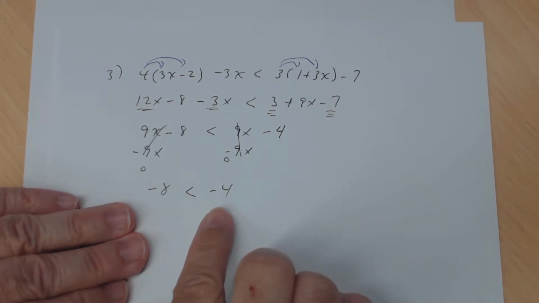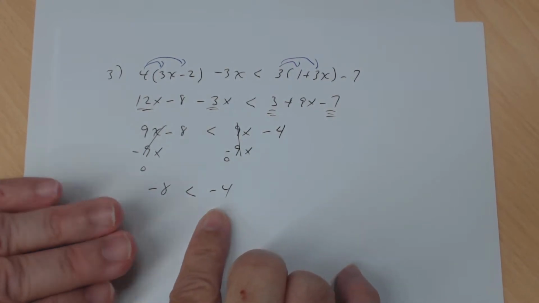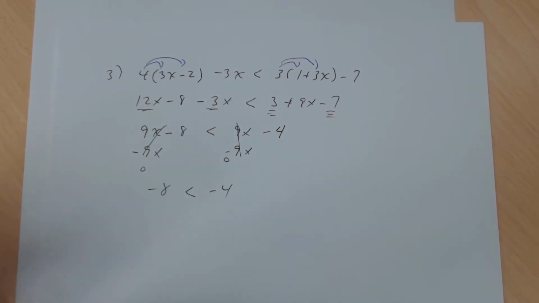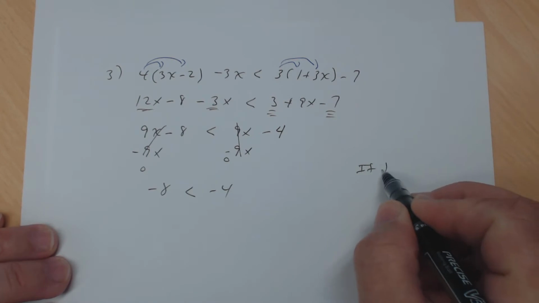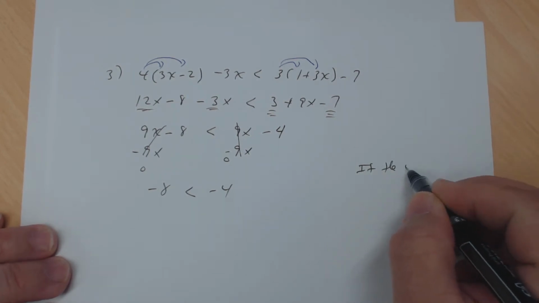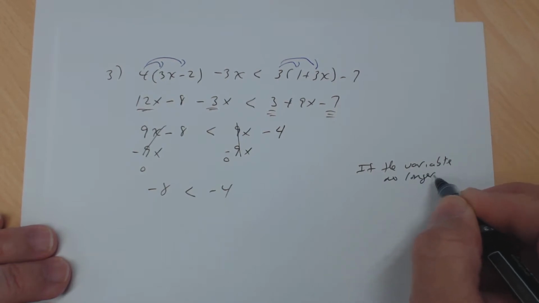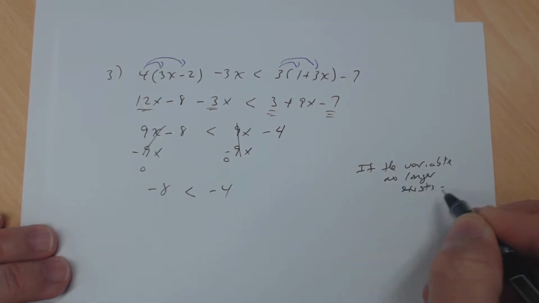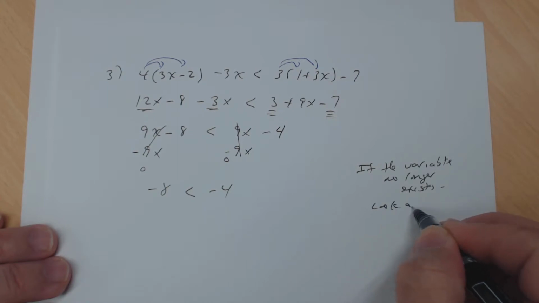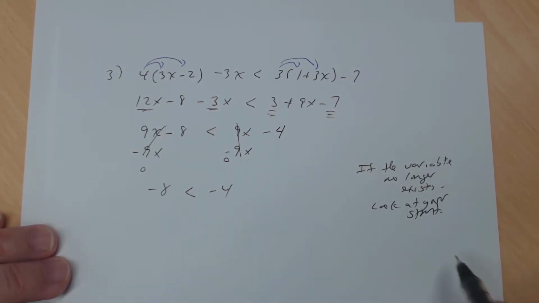Now, when the variable disappears, remember what happens. When the variable disappears, you got to look at your statement. So either, if the variable disappears, either your solution is going to be all real numbers or your solutions are going to be no solution. So if the variable disappears, if the variable no longer exists, you need to look at your statement. Look at your statement. Your answer will be no solution.